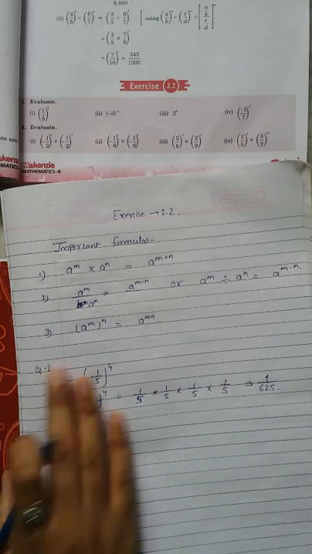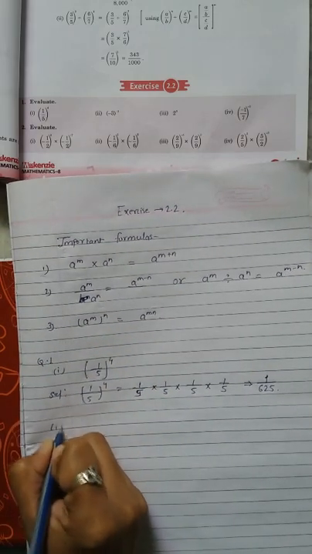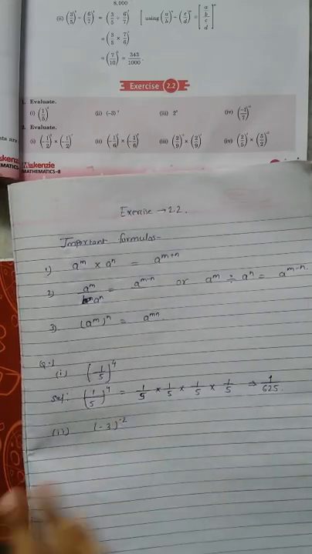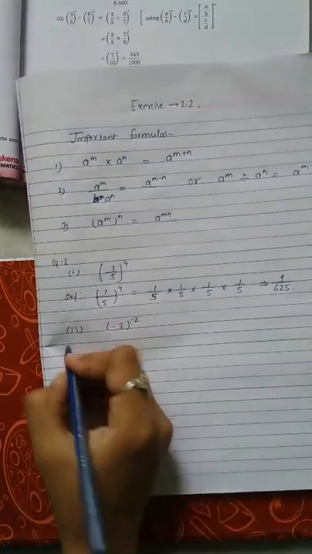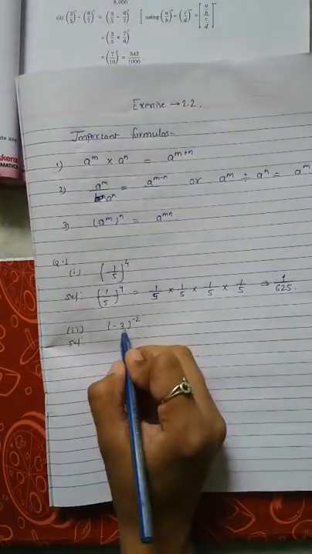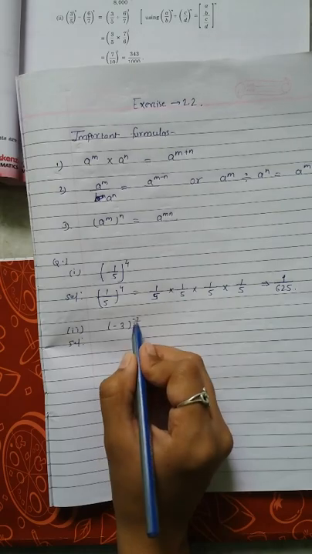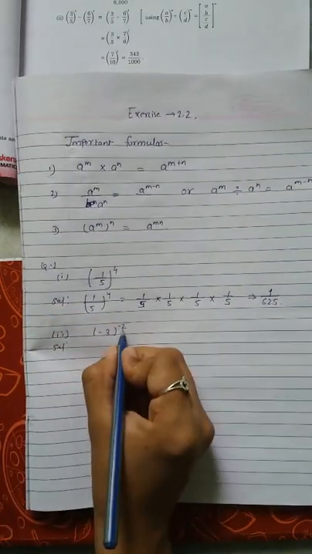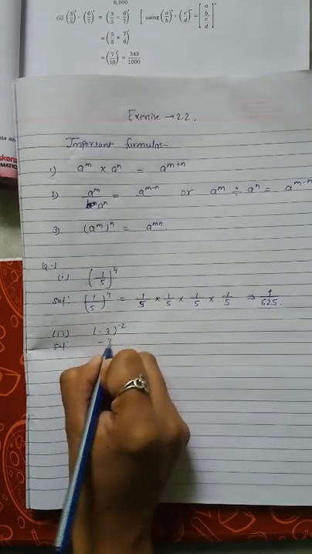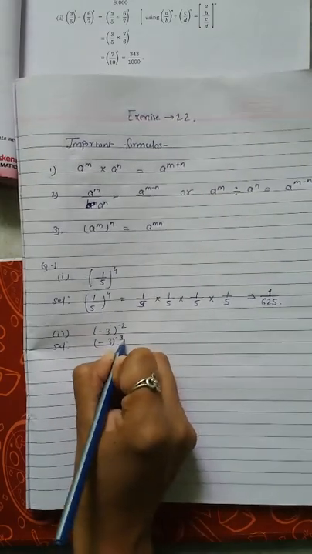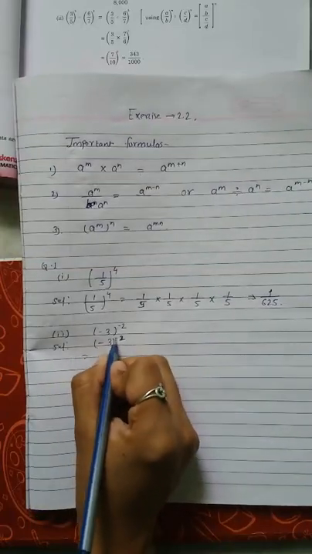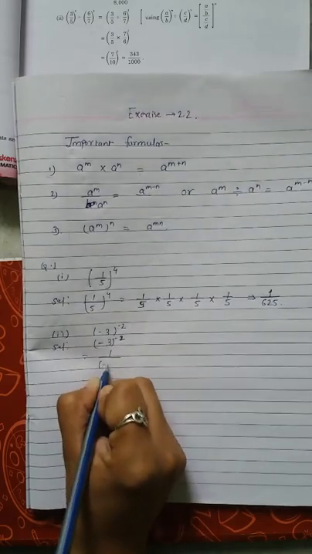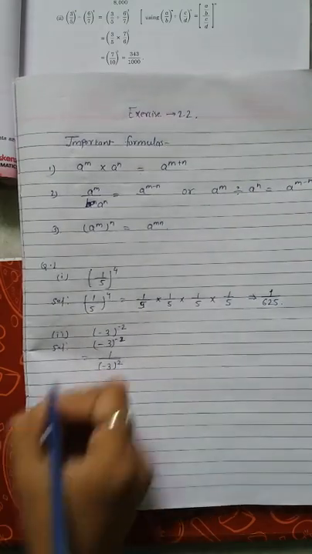Okay, understand? Now see the next one: (-3) raised to the power -2. How will it be solved? First of all, we will make the power positive. Here the power is negative. So for making the power positive, we will transfer this term to the denominator, so it will become positive.